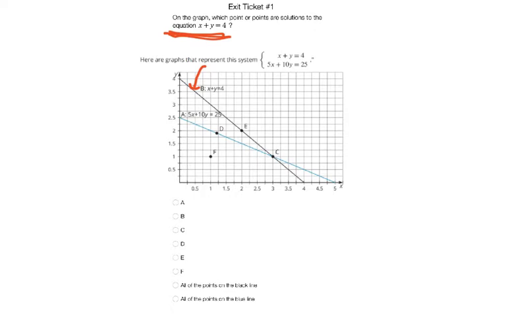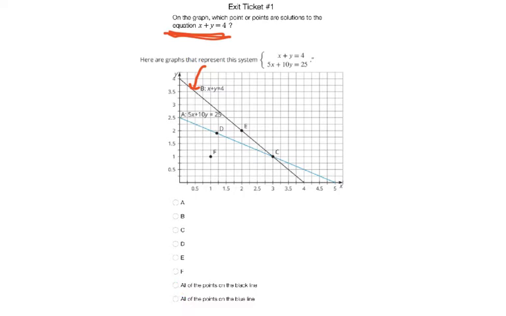Think about it. What point is on the line? What point is on the line? Is it all of them? Is it the points on the blue line? Nah, it's not either one of these. All right, which one is it?